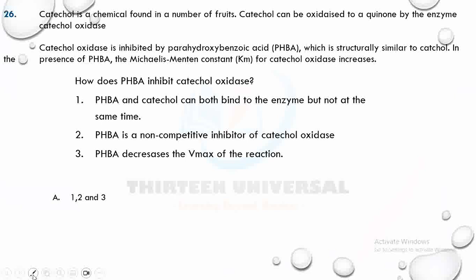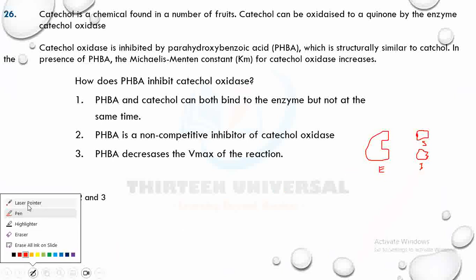If you look at it, let me show you how this appears. This is the enzyme, this is the substrate, and this is the inhibitor. Can you see that two of them are similar? So this is the inhibitor I, this is the substrate S, and this is the enzyme. The substrate is catechol, you know that. The inhibitor is PHBA.